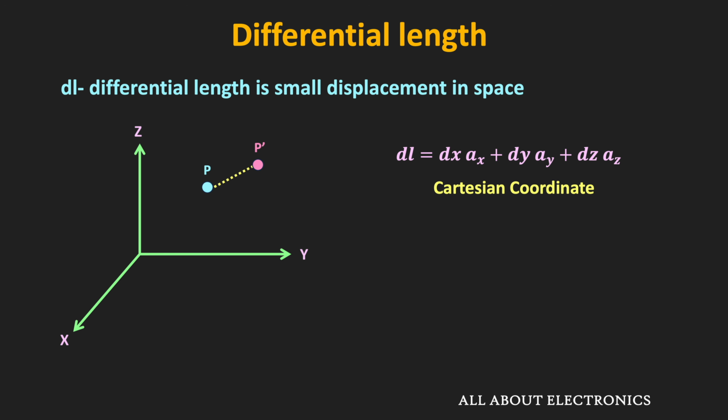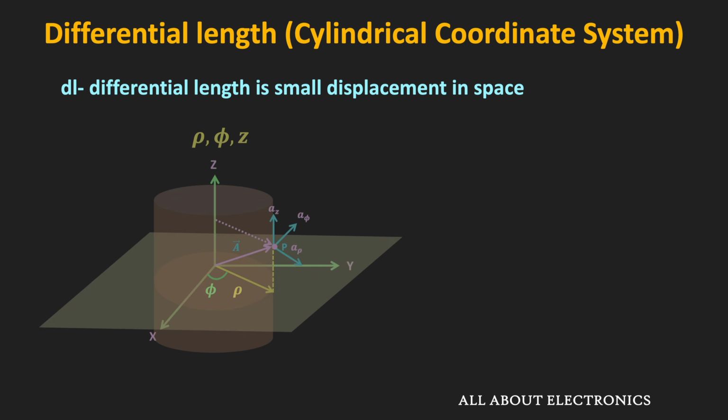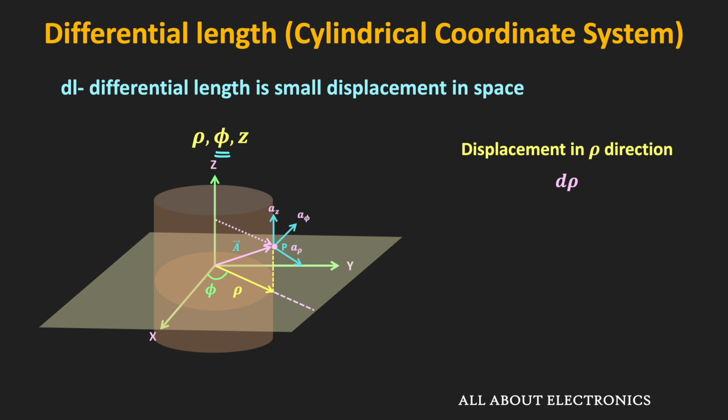Similarly, let us see how to represent it in the cylindrical coordinate system. As you know, in the cylindrical coordinate system, the three coordinates are rho, phi and z. Among them, rho and z represent distance, while phi represents the angle. So in this coordinate system, the displacement in the rho direction can be given as d rho. Likewise, the displacement in the z direction can also be given as dz.